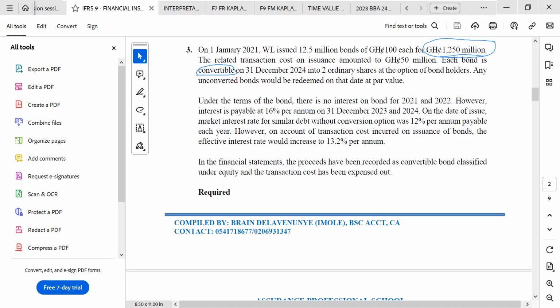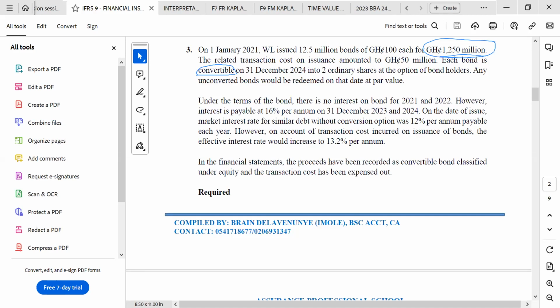Okay. So we go and rectify those entries that they have done. The first one is we have to separate the debt component from the equity component. How many years are they going to pay the interest? How many years would the coupon on this particular instrument be paid to the debt holders?